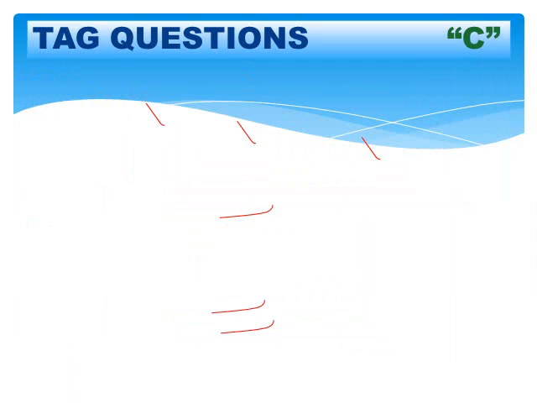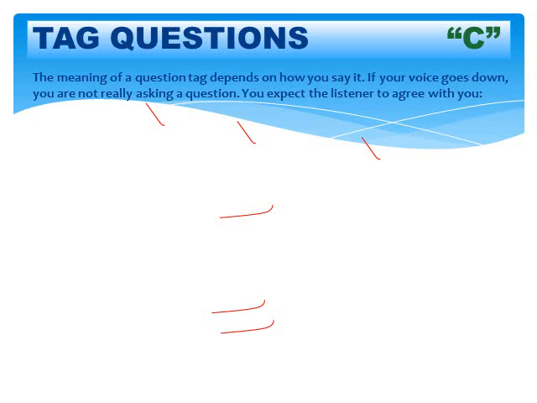How do we use the tag questions? Here it's also important to mention that the pitch or the stress of a sentence is important, especially when you ask a tag question. It's a nice day, isn't it? Yes, beautiful. The meaning of a question tag depends on how you say it. If your voice goes down, you are not really asking a question. You expect the listener to agree with you.